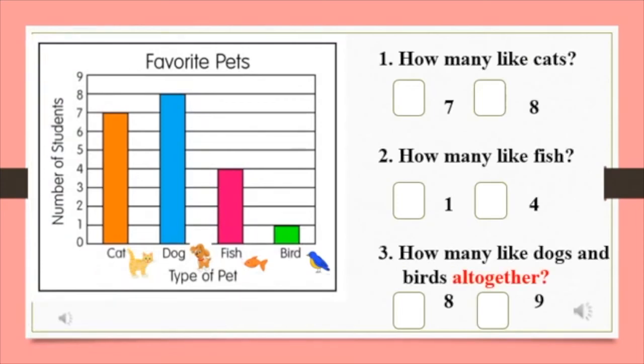Let's get in some more work. We have some animals. Do you know these animals? Good. We have a cat, dog, fish, and a bird. We have pictures and words to help us. Then we have the number of students who like each pet. Here are our bars that will tell us the information we need to know. Let's go to number 1.